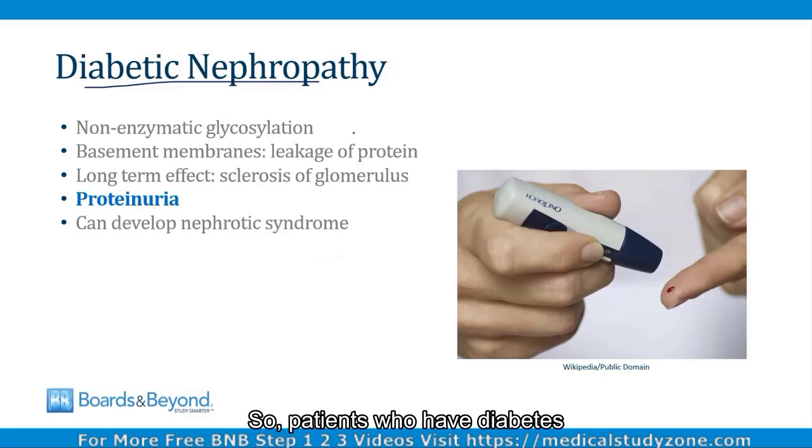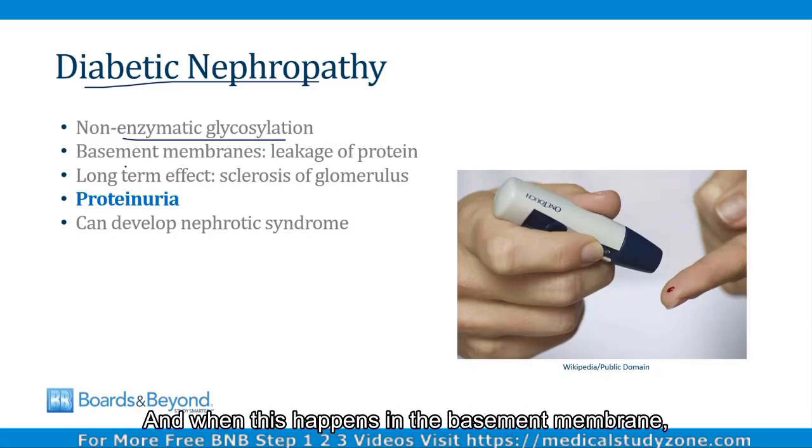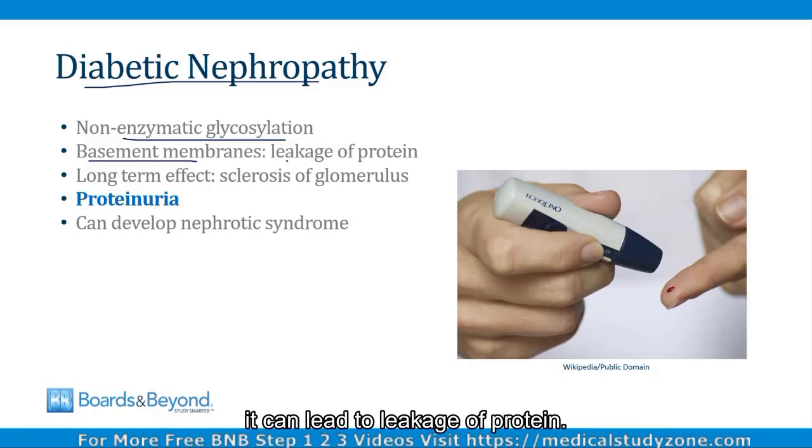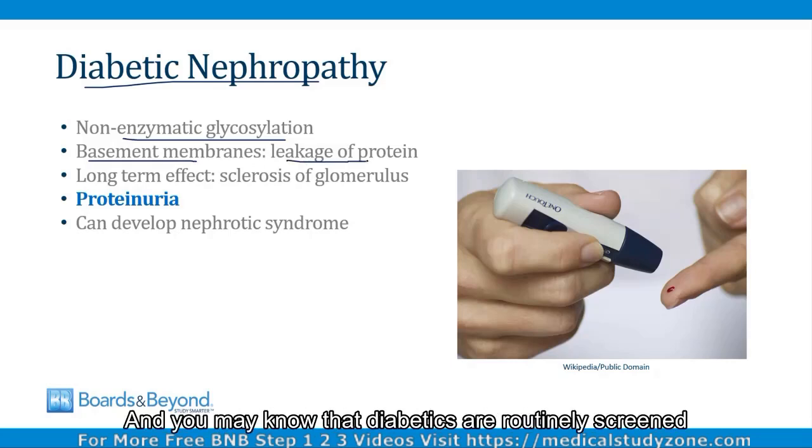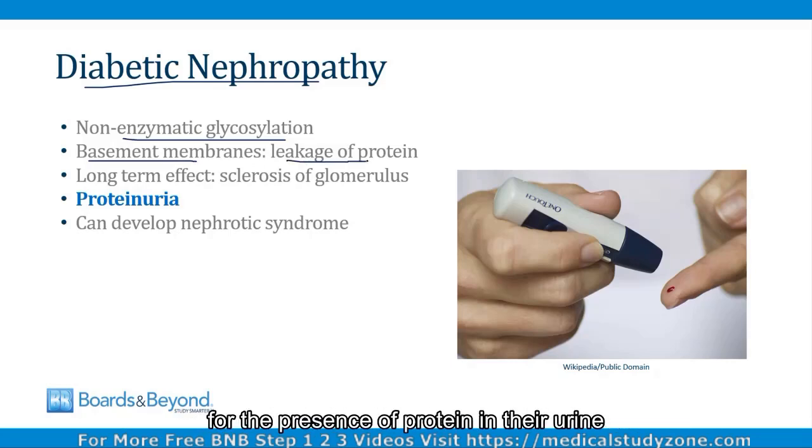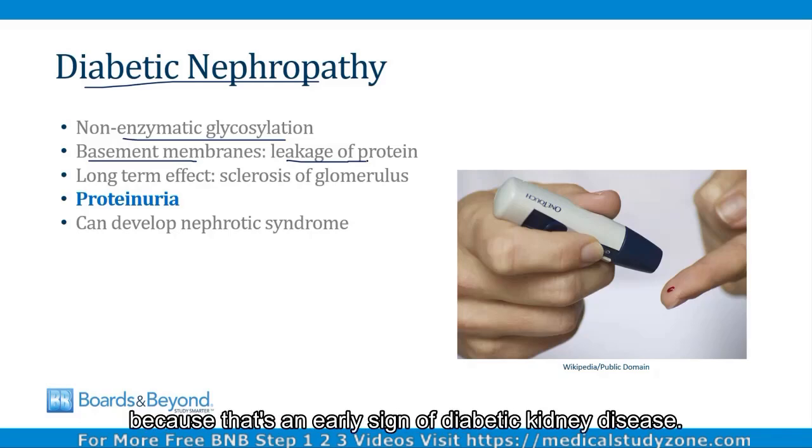Okay, our next cause of nephrotic syndrome is diabetic nephropathy. So patients who have diabetes have a process occur in their kidneys called non-enzymatic glycosylation. This is where glucose molecules get added to structures in the kidneys. And when this happens in the basement membrane, it can lead to leakage of protein. And you may know that diabetics are routinely screened for the presence of protein in their urine because that's an early sign of diabetic kidney disease.